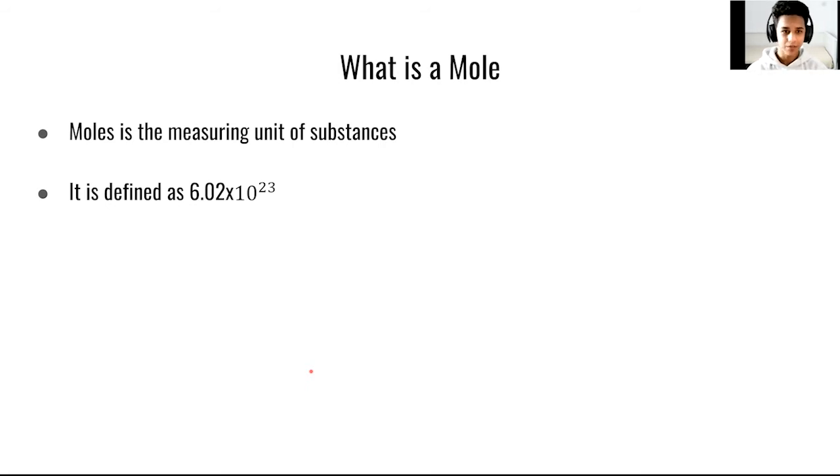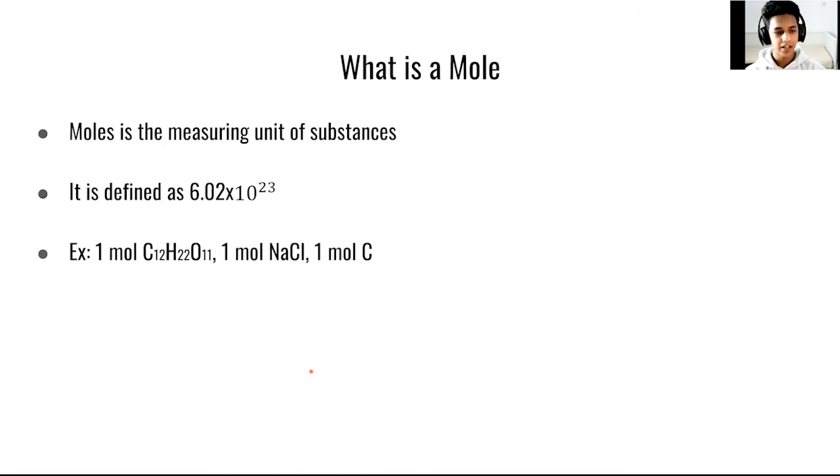I'm going to be discussing this number later because it is very cool and there are a lot of mysterious things behind it. This number is called Avogadro's number, and yes, as you have guessed, Avogadro is the scientist who discovered it. For example, I can say that I have 1 mole of C12H22O11. I don't know what that is, but I believe it's a compound. And I can say that I have 1 mole of NaCl. I know what that is. And I can say that I have 1 mole of carbon.